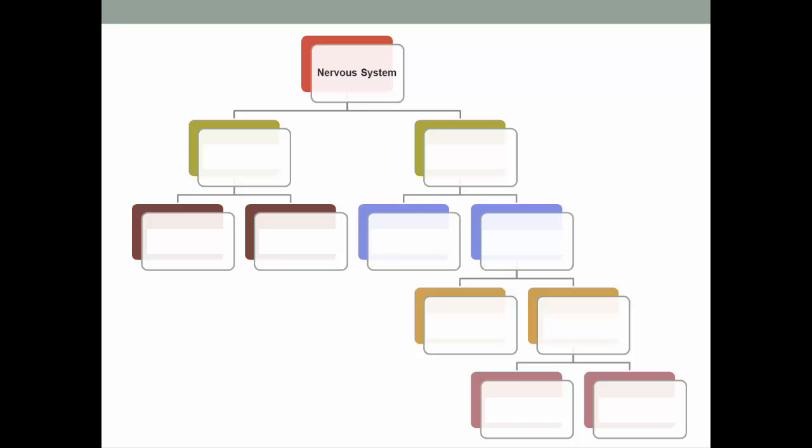First, the nervous system is divided into two systems, one of which is the central nervous system, which consists of the brain and spinal cord. Then there's the peripheral nervous system. The peripheral nervous system is all those nerves running out from the central nervous system, and we have two divisions within the peripheral nervous system, the sensory division and the motor division.